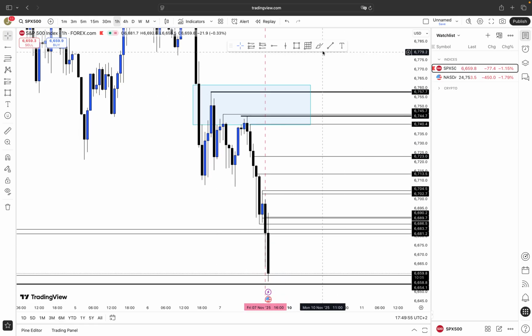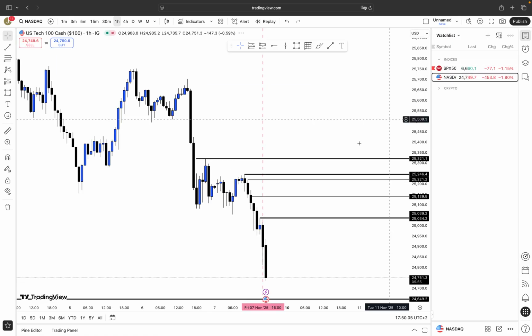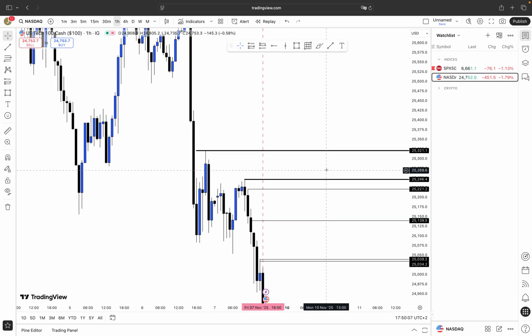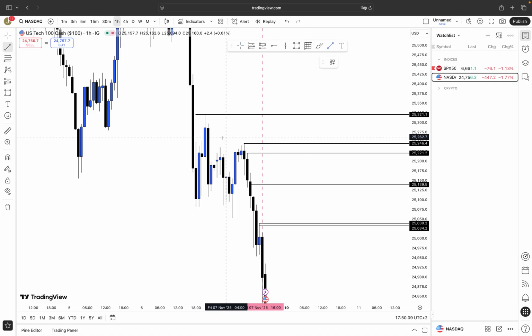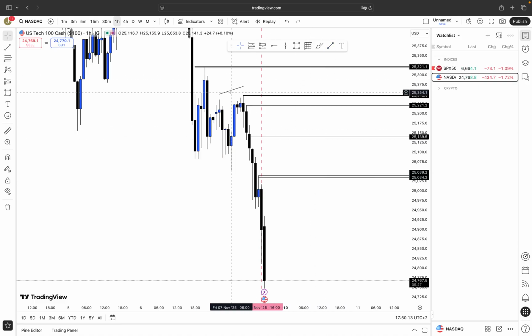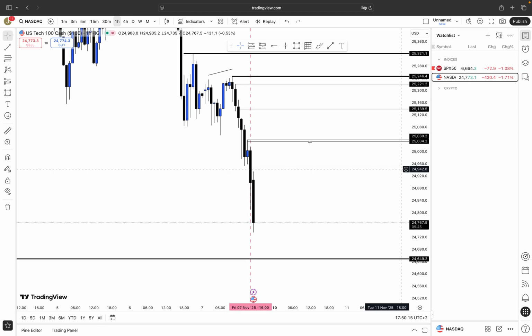We also formed an SMT divergence. As you can see, this high right here is lower than that high, and on NQ it's actually vice versa, which confirms even more the bearish overall sentiment. We have a 1 hour bearish SMT, and it's playing out very nicely right here.